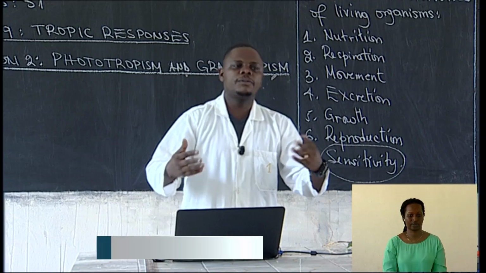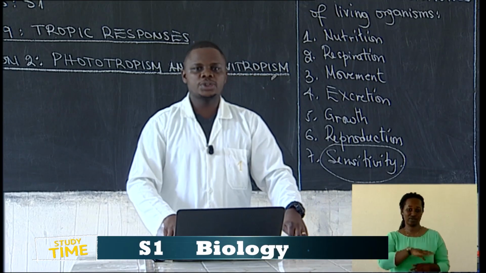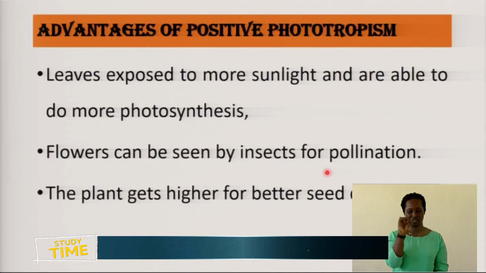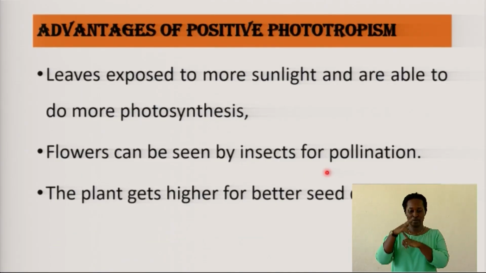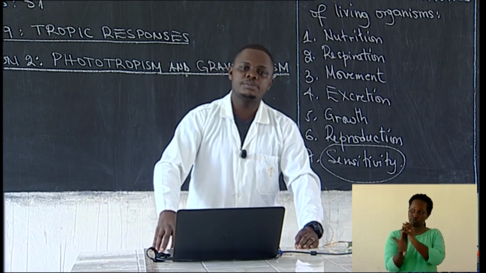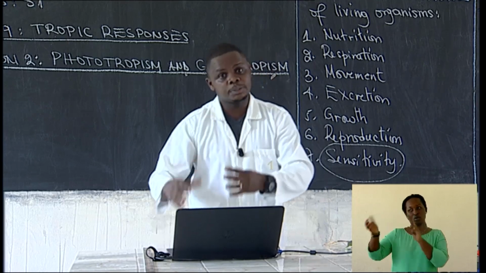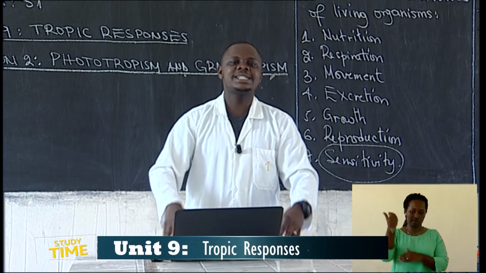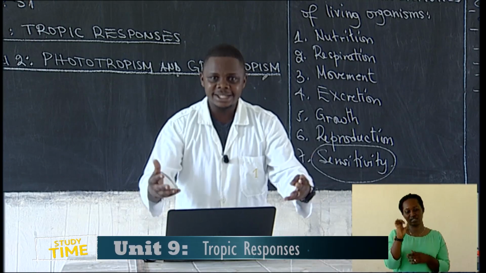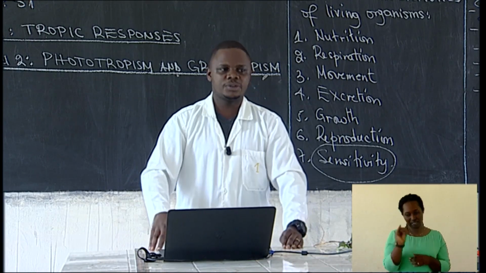Then, what are the advantages of positive phototropism? 1, leaves are exposed to more sunlight and are able to do more photosynthesis. When the stem grows towards sunlight, that means leaves will be exposed and they will be able to absorb sunlight. So in that process, photosynthesis is able to take place. Plants are able to make their own food.